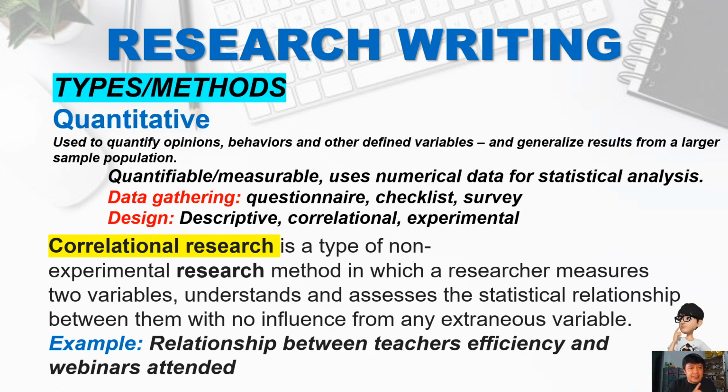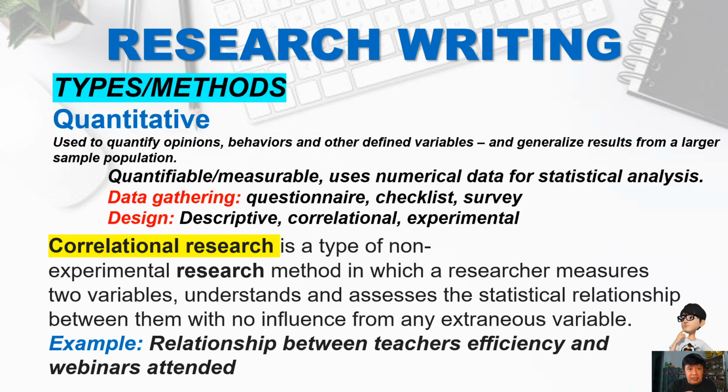Okay. The next design under quantitative would be correlational research. This is a type of non-experimental research method in which a researcher measures two variables, understands and assesses the statistical relationship of these two variables with no influence from any extraneous variables. An example of this under correlation is the relationship between teachers' effectivity and the webinars or trainings attended.